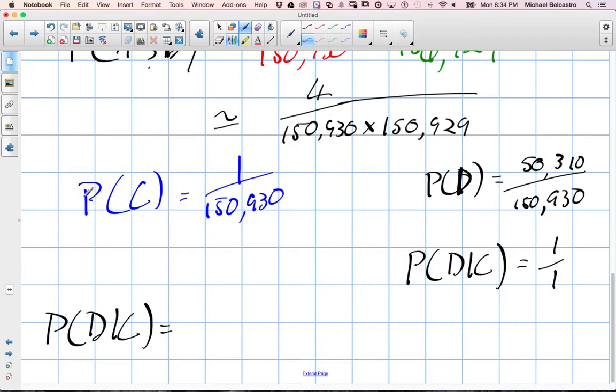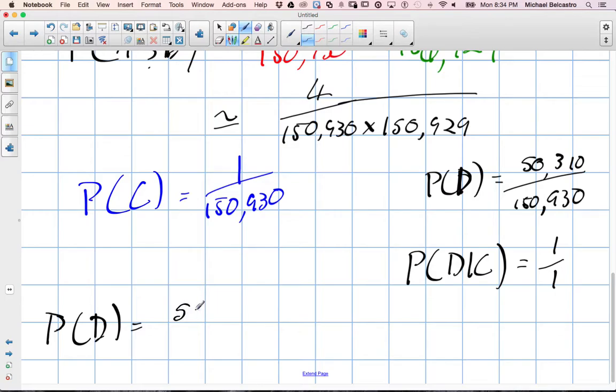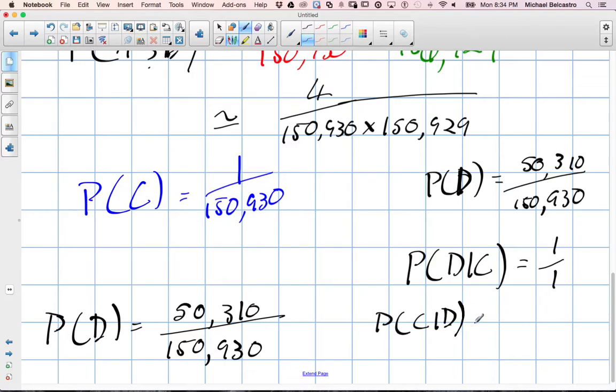Well, if we haven't already won the prize, sorry, not D given C. We're going to say probability of D to start. So probability of D is equal to that 50,000 plus. What's the probability we won a prize? Those are the number of prizes out of the number of tickets. And then the probability of C given D. A little different here.